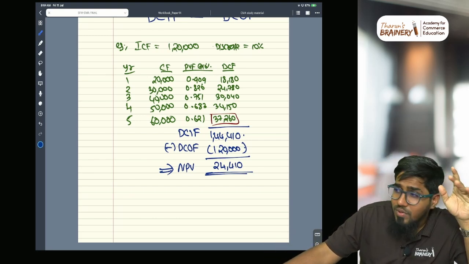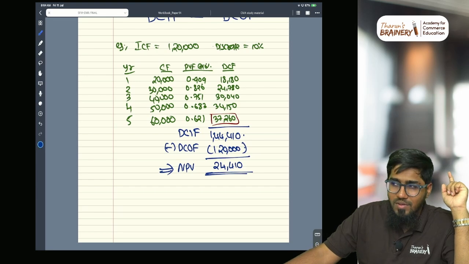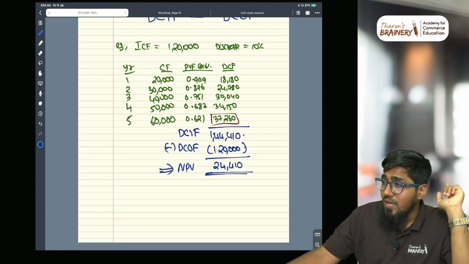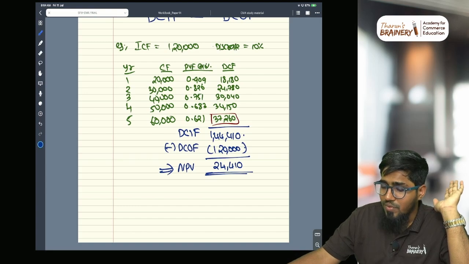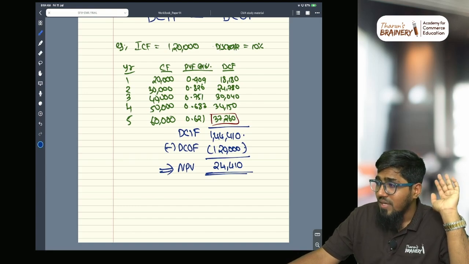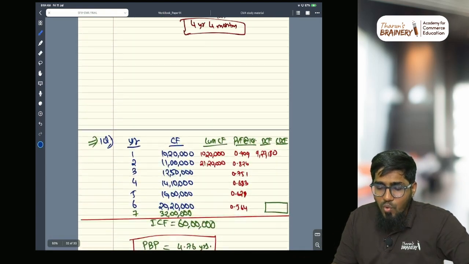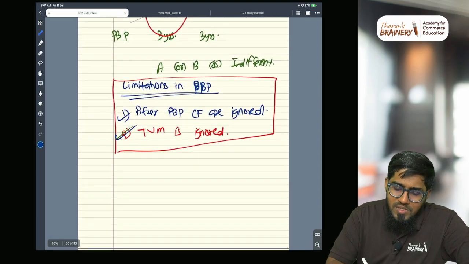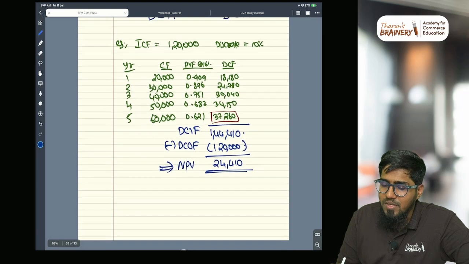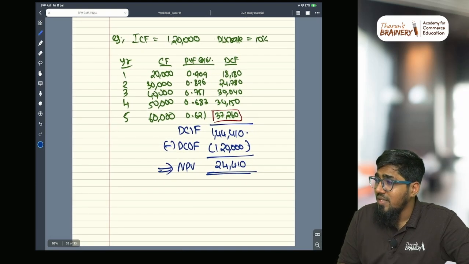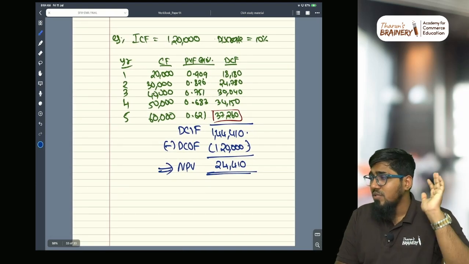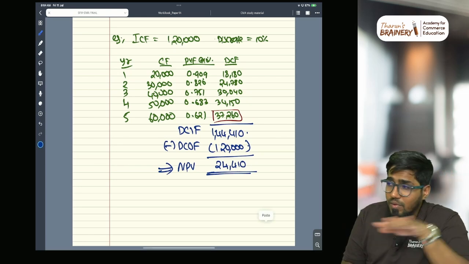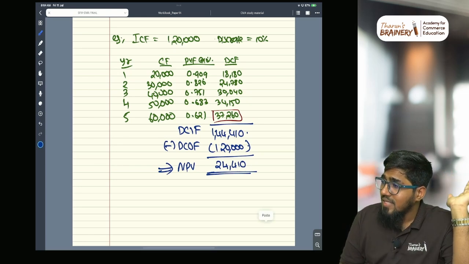Discounted cash inflows minus discounted cash outflows. So here both criticisms are taken care of. Payback period cash flow is also considered and the time value of money concept is also considered. So here there is no limitation as such, at least till now there is no limitation in this NPV. So if you have two cash flows, calculate NPV for both and then you can select the project.